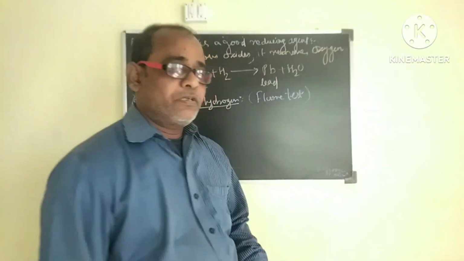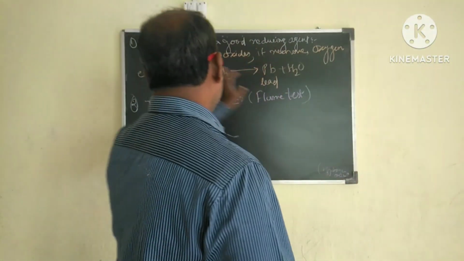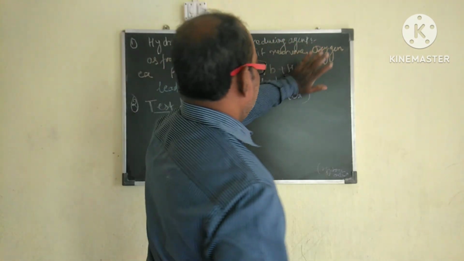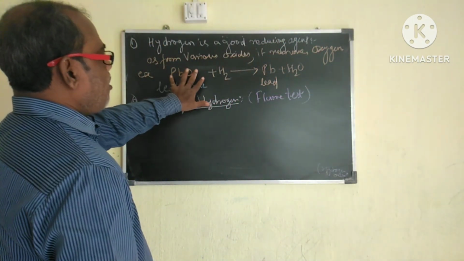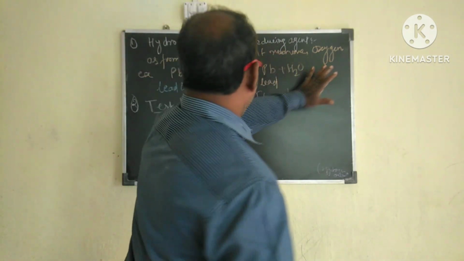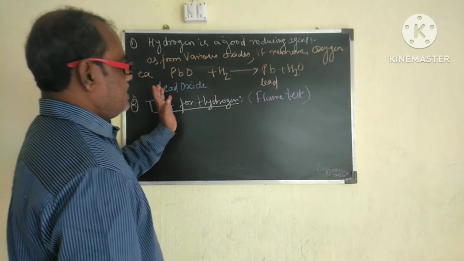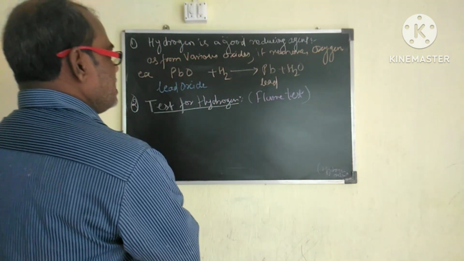In oxidation and reduction reactions, we should know that hydrogen is a good reducing agent. Why is it a good reducing agent? Because when it reacts with different metallic oxides, it removes the oxygen from the metallic oxides. So hydrogen is called a good reducing agent.